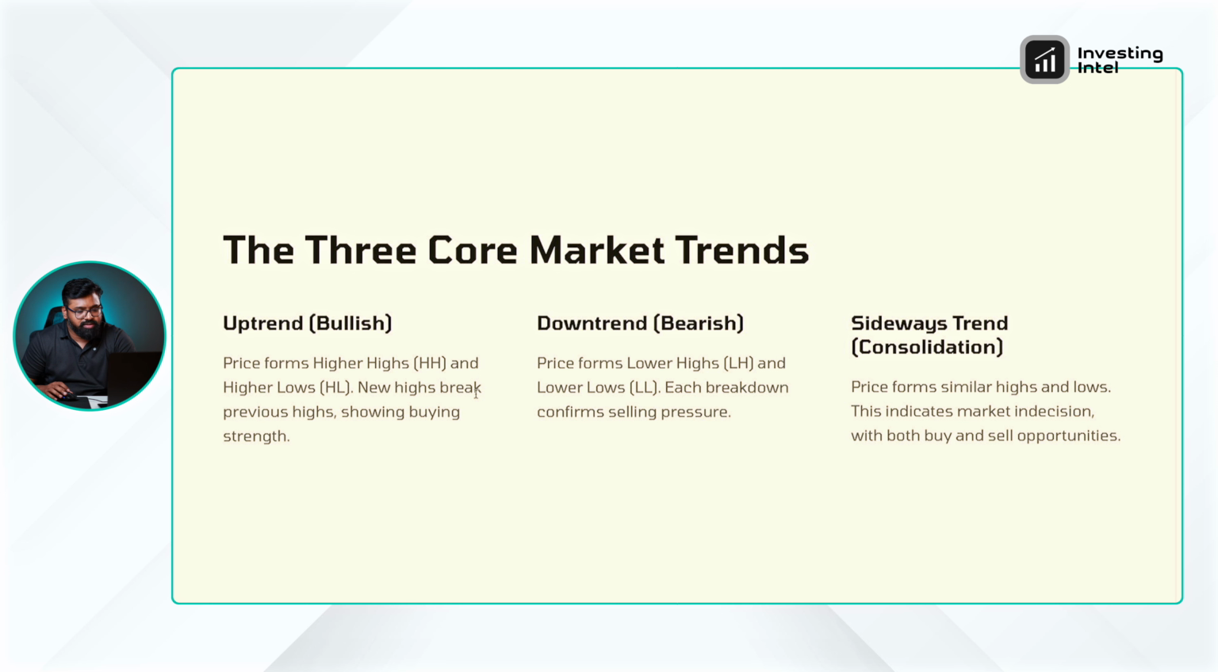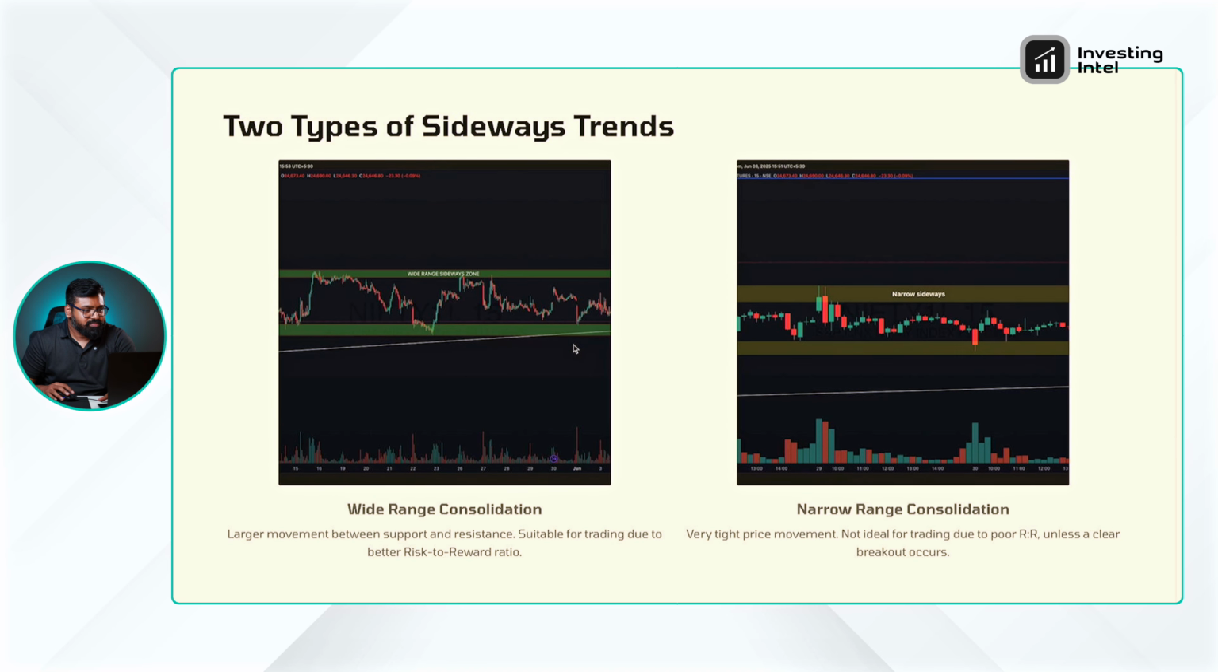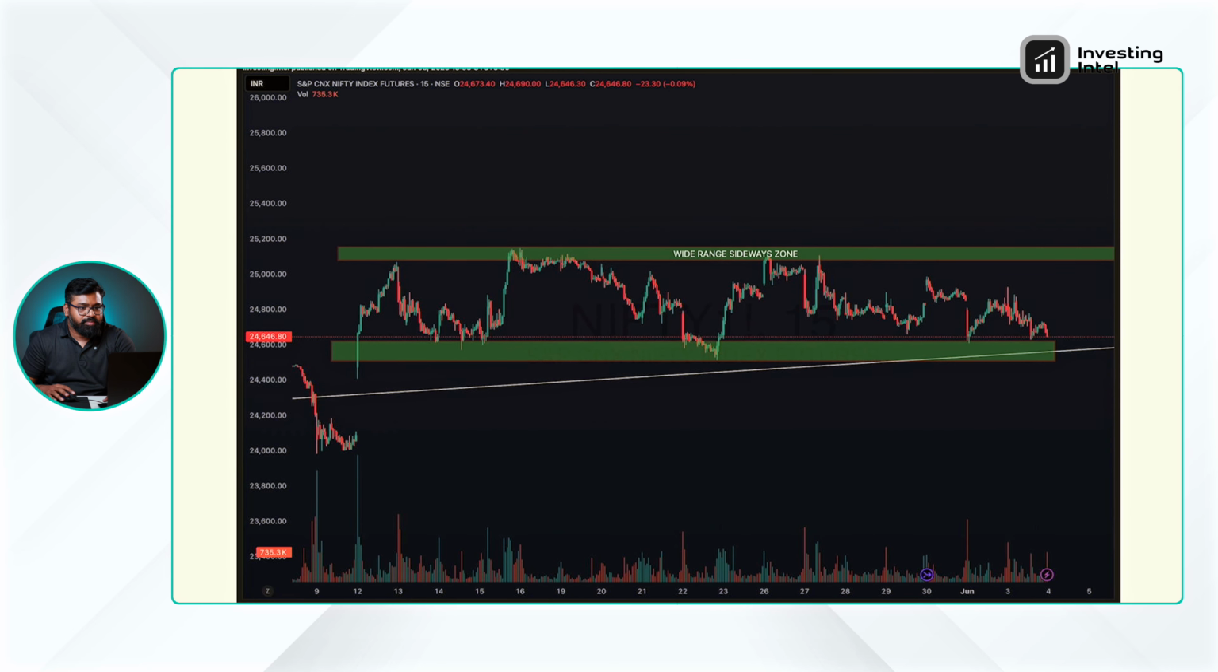Many mentors only explain the sideways momentum as a similar high and a similar low, but there are two types of sideways trend. The first is the wide range consolidation phase, and the second is the narrow range consolidation. These help us when we are trading in the market. Understanding wide range and narrow range is very important, because if the consolidation phase or sideways range is a wide range, you can trade.